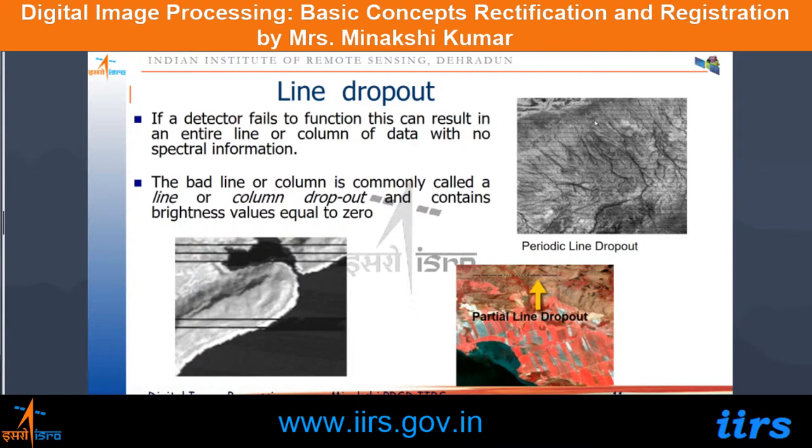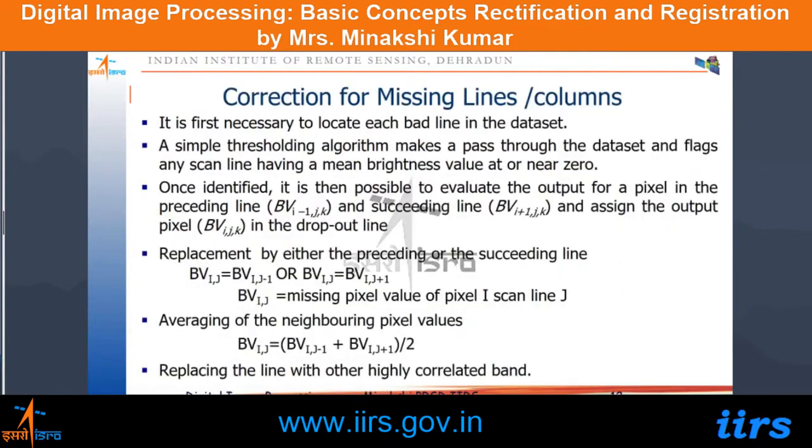Now how to correct it? First you have to identify whether the line is a bad line, a zero line or not. Visually it is very easy to say yes, that's the dropout. But how will you do it in an algorithm? So you have to locate the bad line. The simple algorithm would be to use a threshold. Calculate the average of each line and calculate the average of the entire scene. A line which has an average near 0 means it's dropped. The value is 0, so it is near 0, that means the line is dropped.